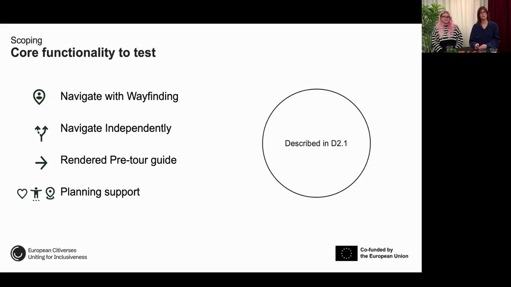So based on those user stories, we also pinpointed a set of core functionality that we think should be present in the coming solution that we're looking into. And those are then navigating with wayfinding, navigating independently, have a rendered pre-tour guide, having something that you could look into before going somewhere, like videos and having some kind of planning support. And you will show a bit more about how does this look, what could be a potential solution.